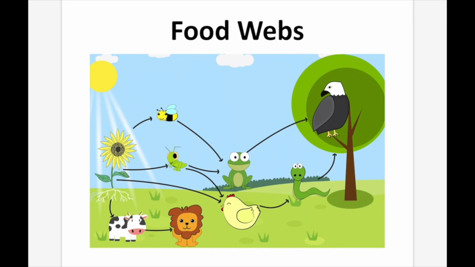So for instance, the grasshopper is going to be eaten by both the frog and the chicken. The chicken is going to be eaten by the snake, and the snake is going to be eaten by the hawk. But you can see how we're not just going to have a linear progression to the hawk. We're going to have a progression that goes to the frog and the chicken, and so on.